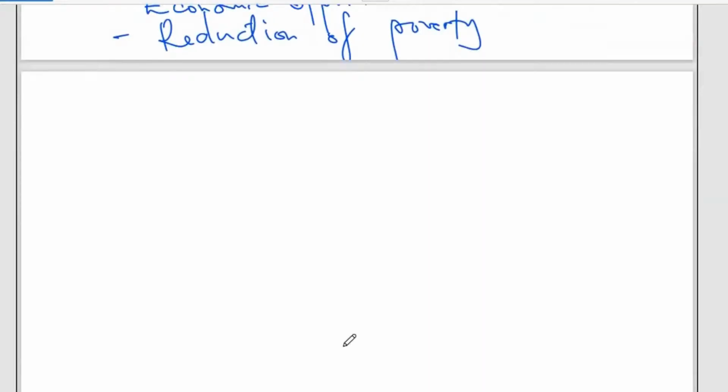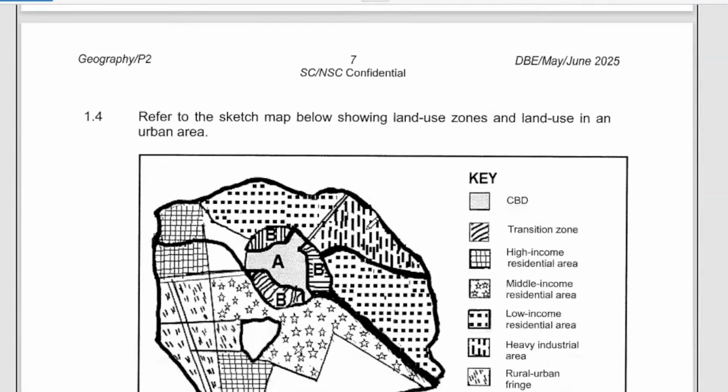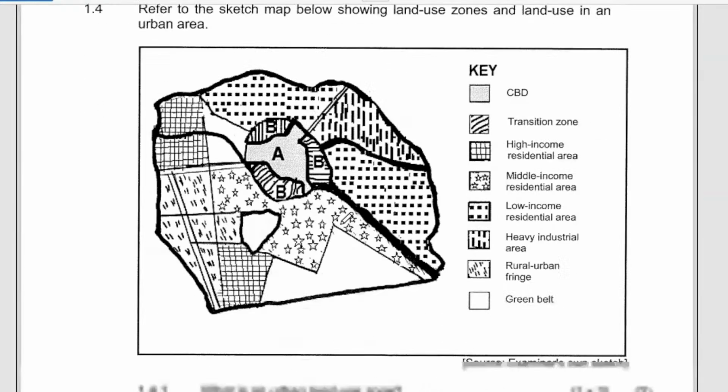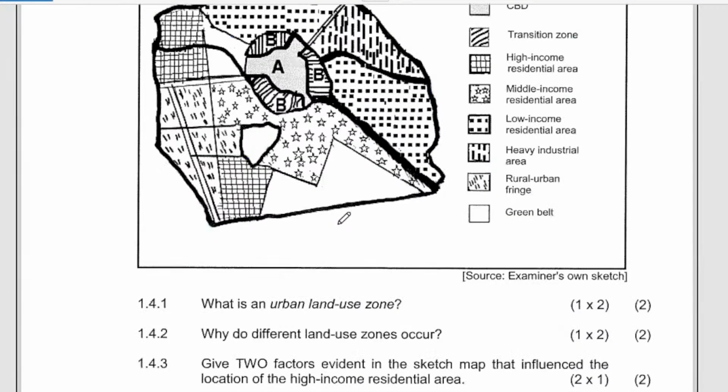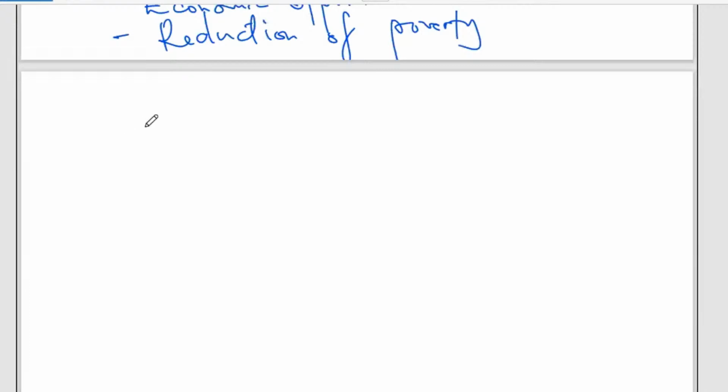Then we move on to our next question. The next question refers to the sketch below, showing land use zones and land use in an urban area. Those are the land use zones. What is an urban land use zone? That's a question that you must try to define geographically as a concept. That is number 1.4.1.